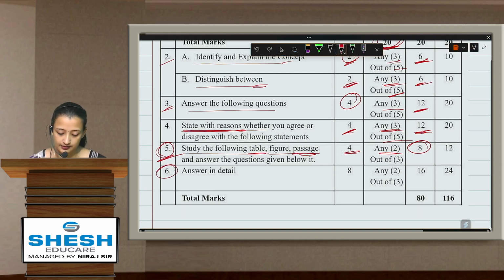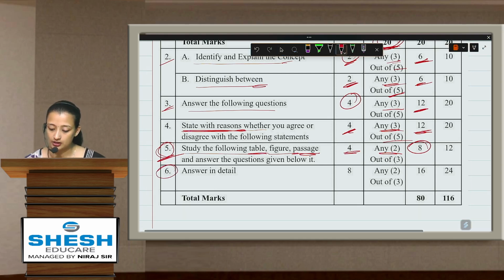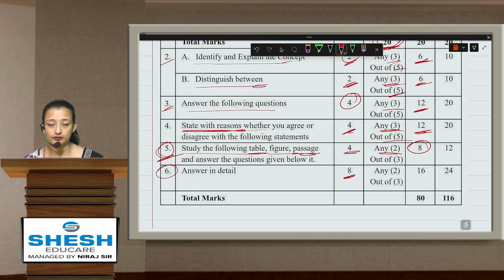And this, answer in detail, the last question. You have 8 marks per question. You have to attempt 2 questions. So 2 8-mark questions you have to write. 3 questions will be given. Attempt any 2 out of them. And 16 marks total for this.